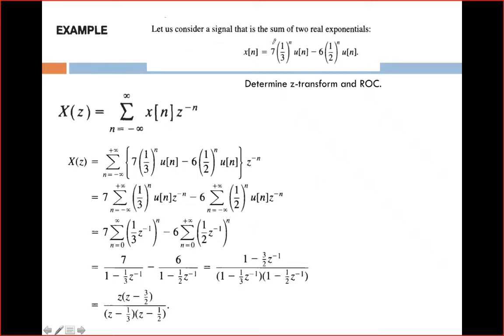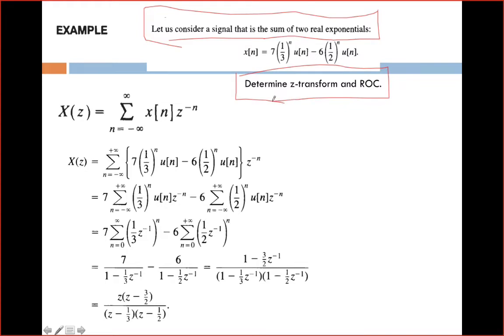Next problem. Let us consider a signal that is the sum of two real exponentials, that is, x of n is equal to 7 into (1/3)^n u of n minus 6 into (1/2)^n u of n. Now we have to find the z transform and ROC of this particular problem.